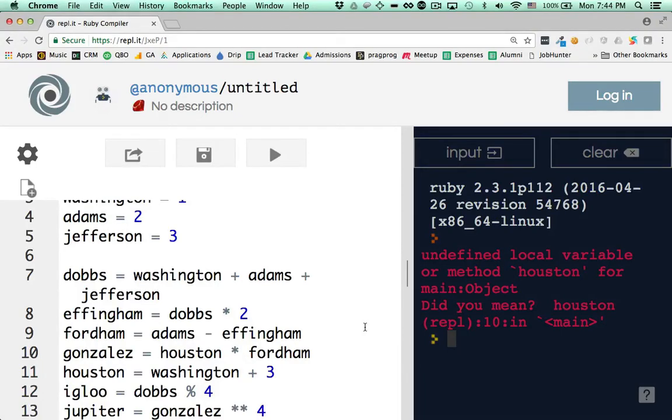Okay, who can walk me through this one? What line is causing the error? 10. How do you know? Because that's called Houston. So the line. But how do you know? How do you know it's line 10? I don't know. Because the error, yeah, that's what I was looking for. Because the error message says 10.